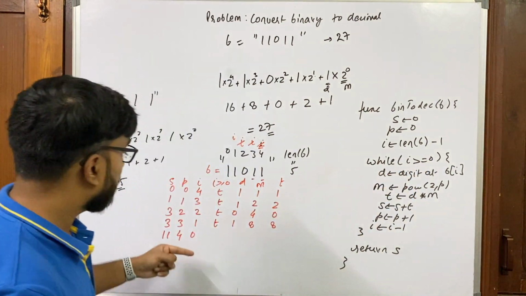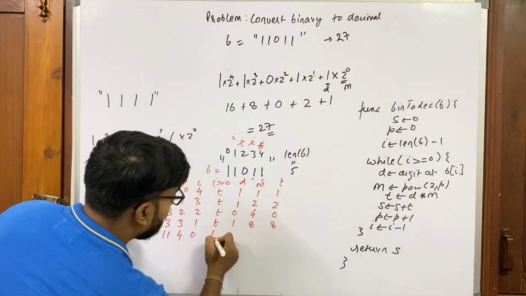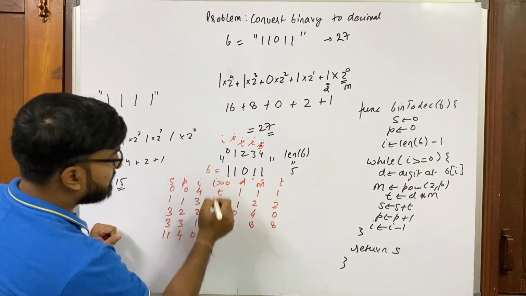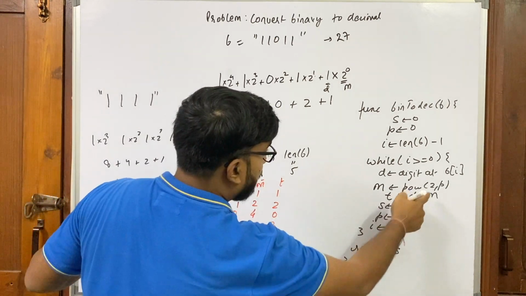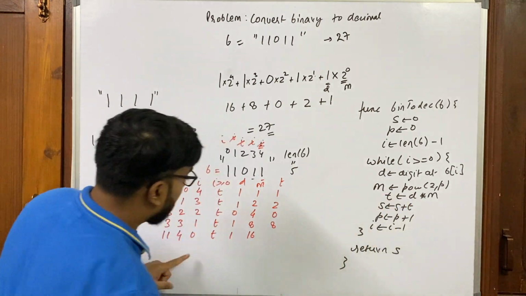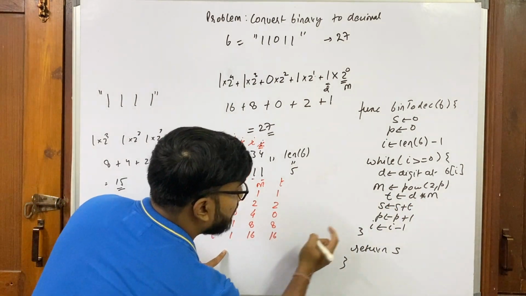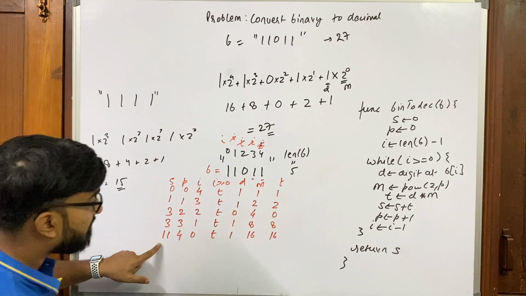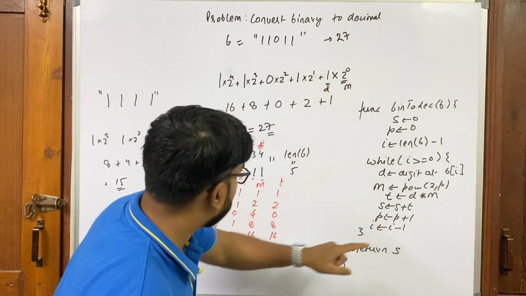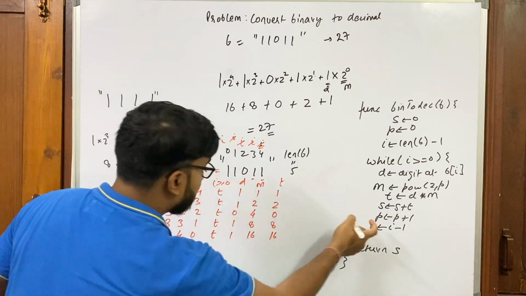I greater than equal to 0. 0 is greater than equal to 0 is true. D is digit at index I. I comes here, which is digit 1. M is 2 to the power P. 2 to the power 4 is 16. T is D into M. 1 into 16 is 16. S is S plus T. 11 plus 16 is 27. So S is now 27. P is P plus 1. P becomes 5. I is I minus 1.